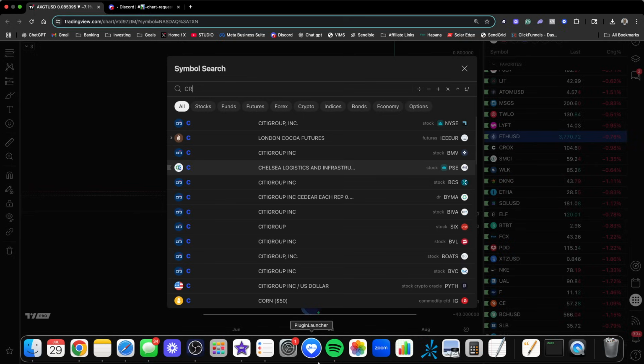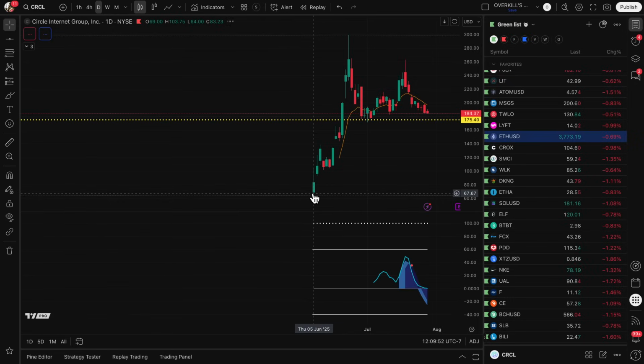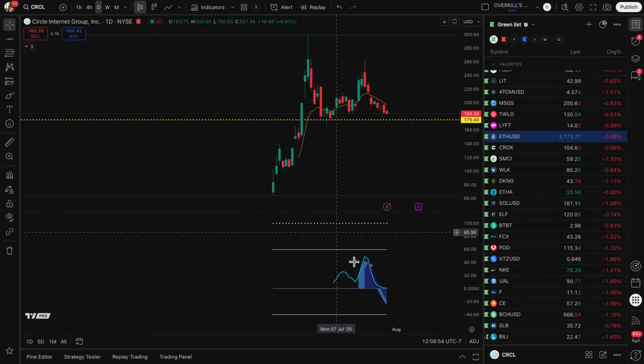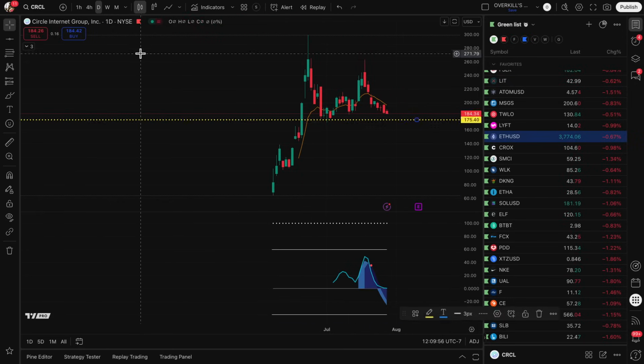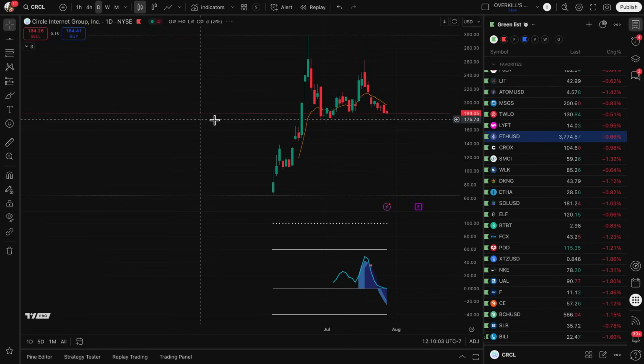We got Circle. This is also a very new stock. Again, this one just came out back here in June. So you could watch for the green dot here on the daily. I don't have any info on the monthly or the weekly, again, because it just came out. It just became a thing like a couple months ago. So I'd be watching the daily for a green dot.